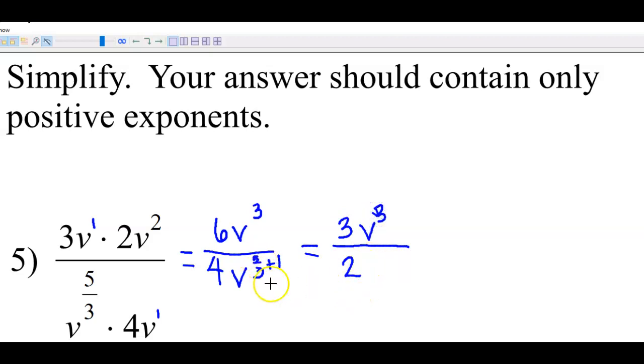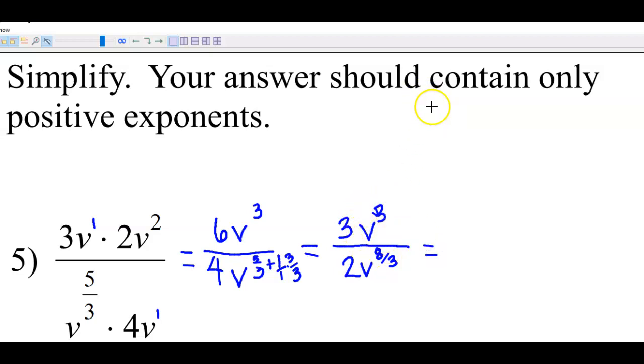So I've still got v to the third up here. On the bottom, 5/3 plus 1, I think of it as 1 over 1. Get a common denominator by multiplying the top and bottom by 3. So this would be 5/3 plus 3/3, which is 8/3. And now I can use my quotient rule.